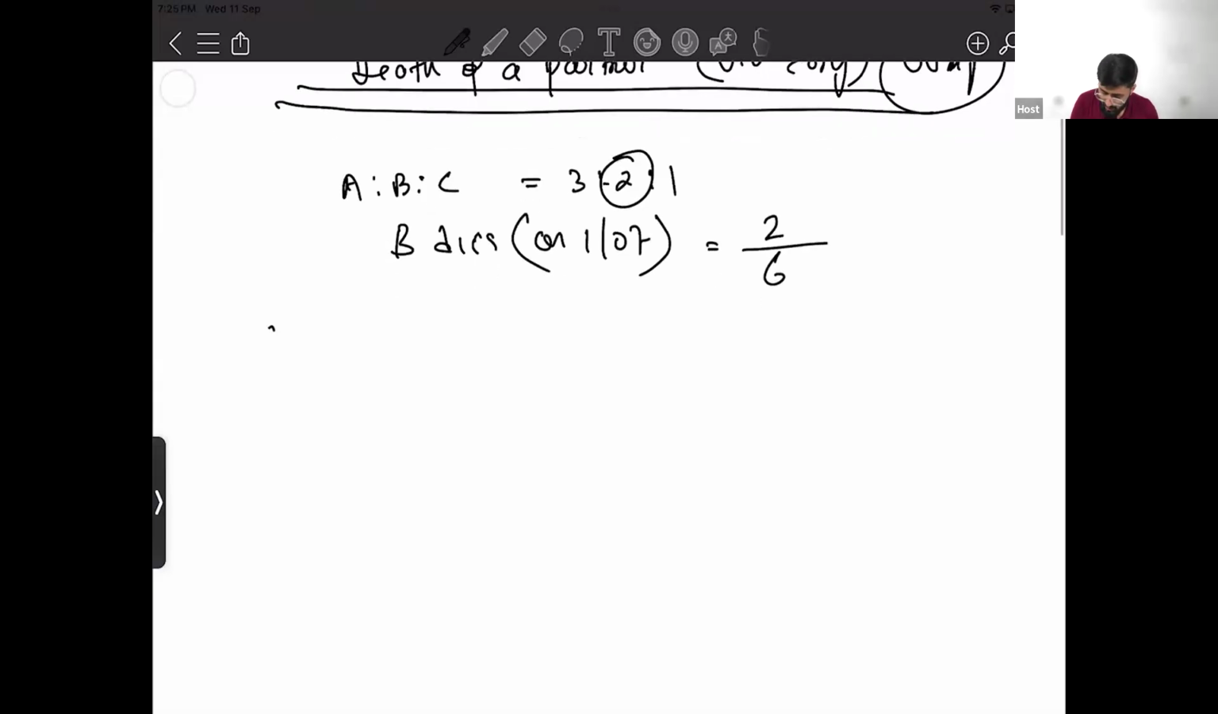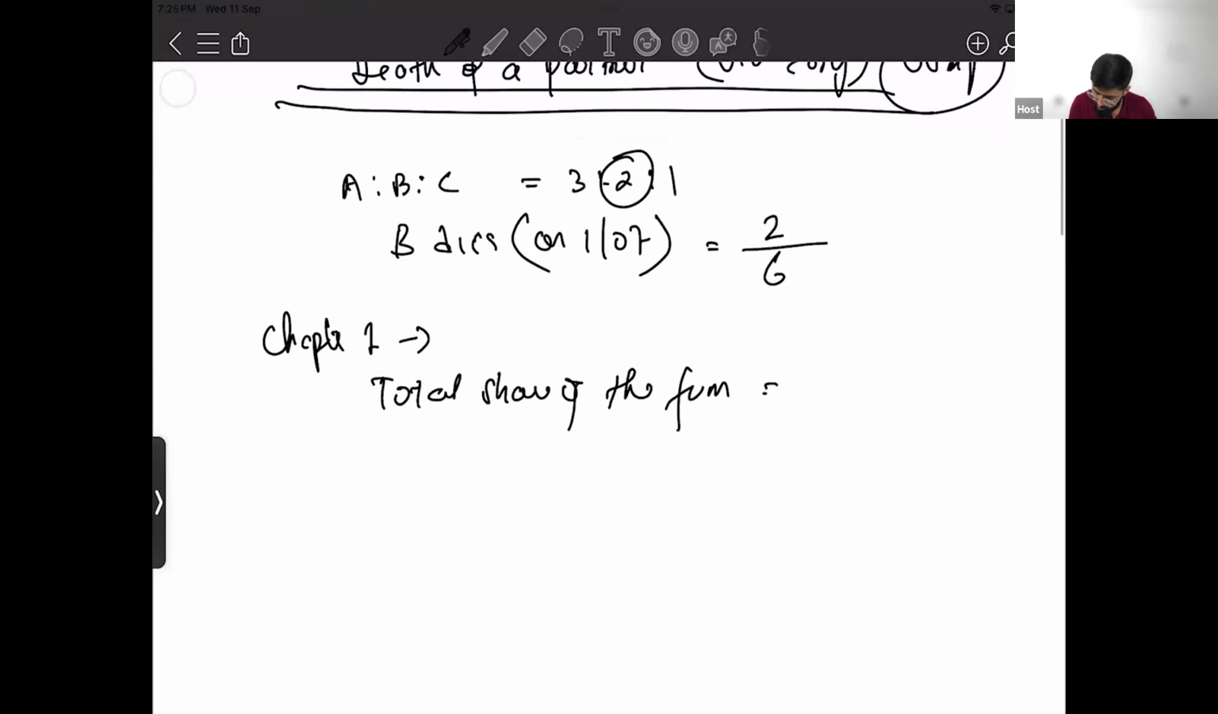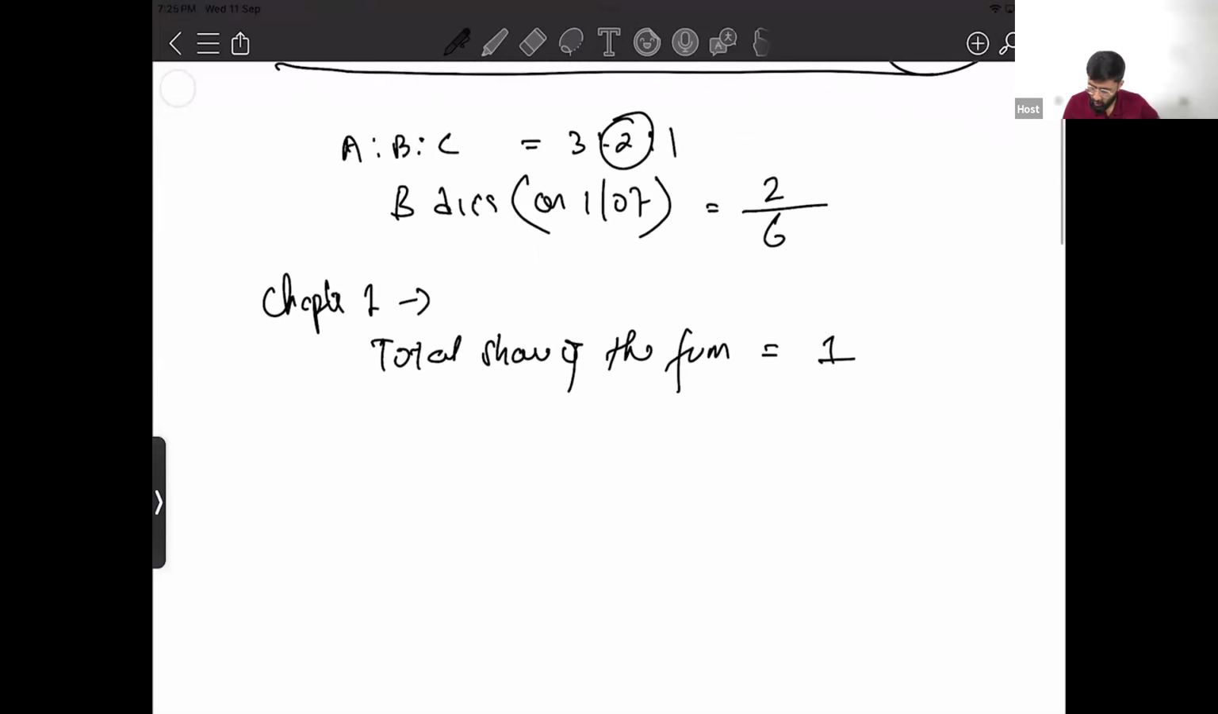From chapter number one, the total share of the firm, in case of a partnership firm, will always be 1. Total share of the firm will always be 1.